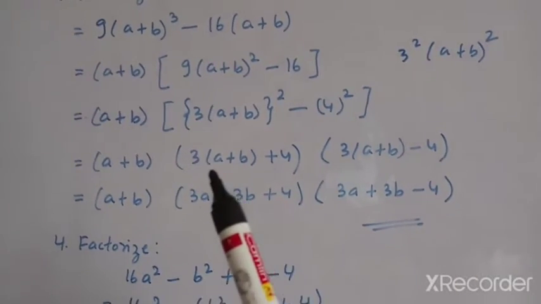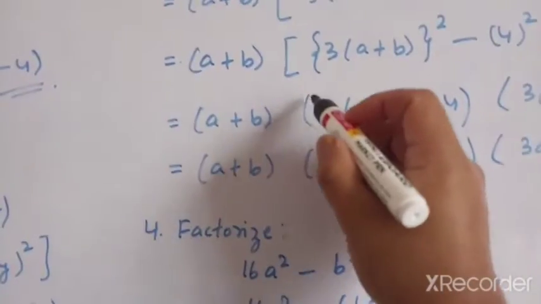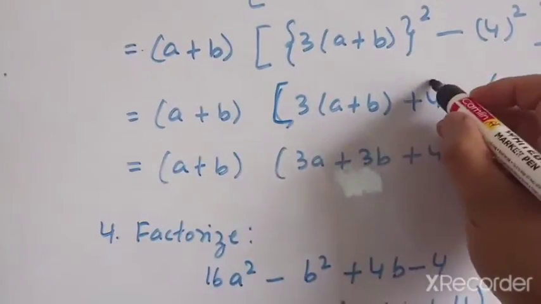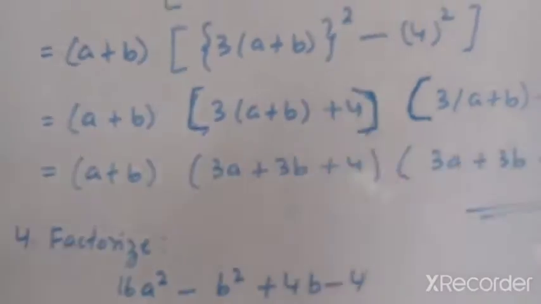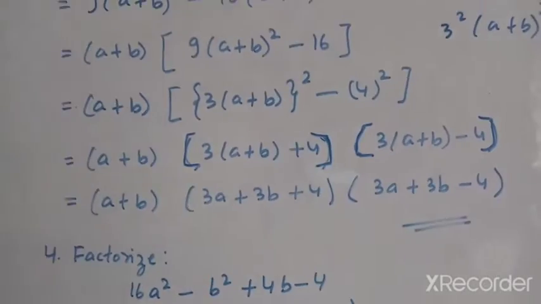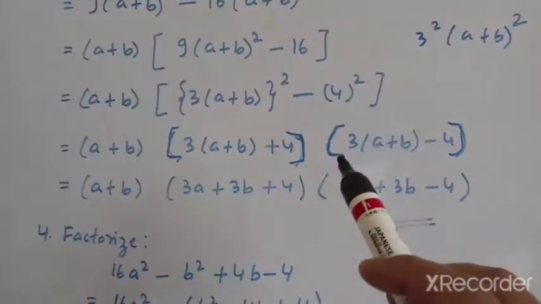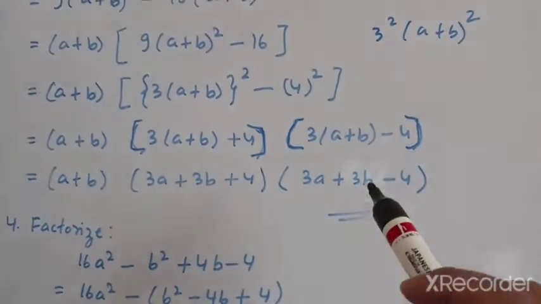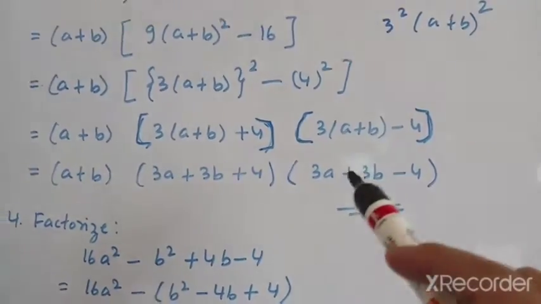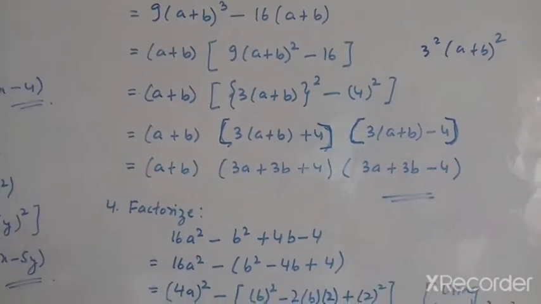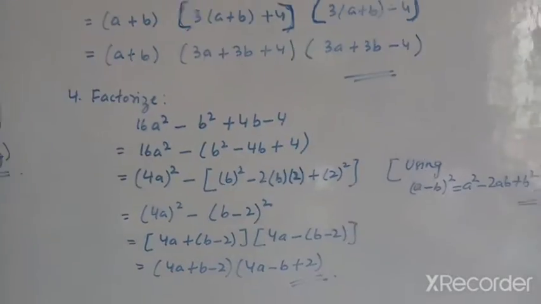Now let us open the brackets. So here you get 3 into a plus 3 into b plus 4, and 3 into a plus 3 into b minus 4. So this 3 will multiply only a plus b. Now this is the required solution of this particular question. Now let's move on to the fourth question.